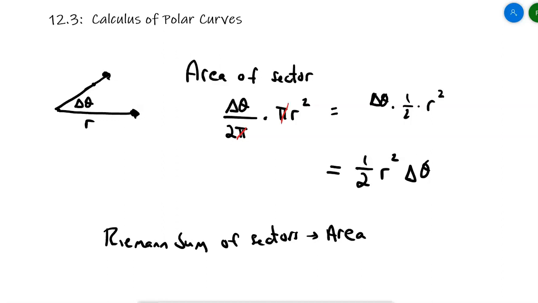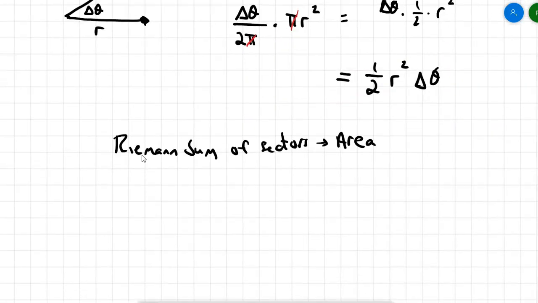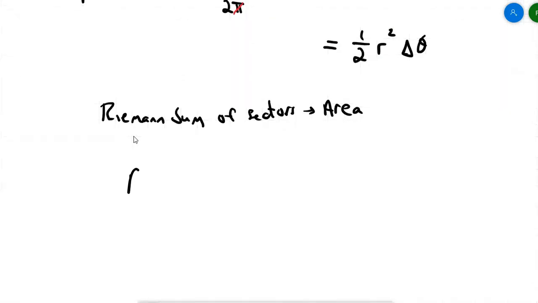So can you see where this is heading? If you have a Riemann sum, that should lead us to the idea of an integral. So the area inside a polar curve, right? That's where we're looking for the formula. Area inside a polar curve.